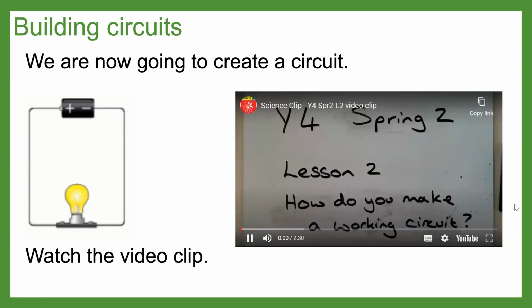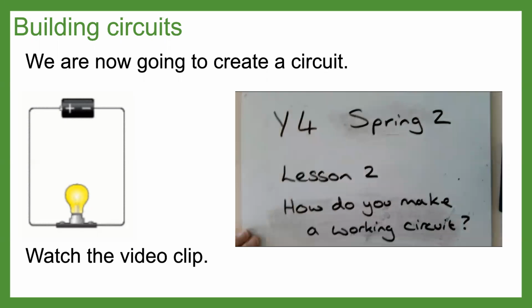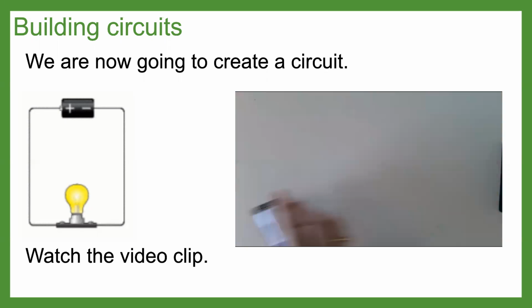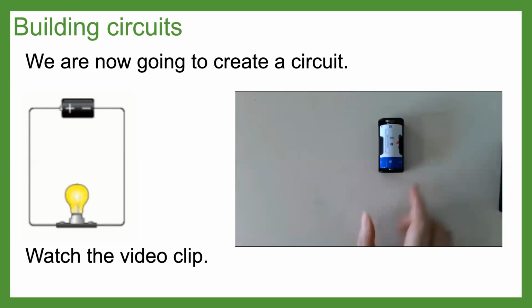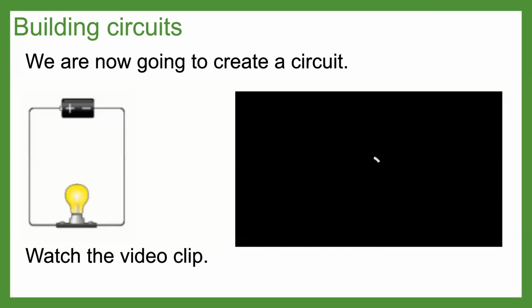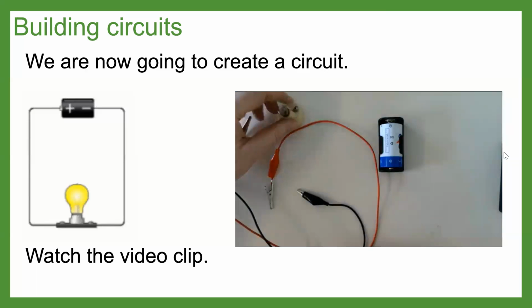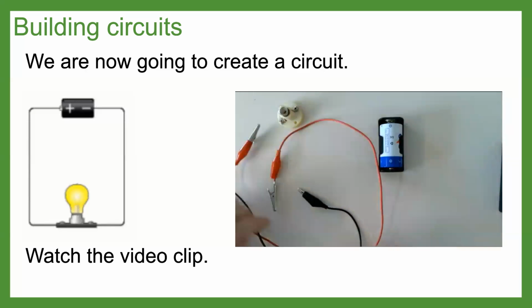There we go. Hello Year 4. Today we are going to look at how do you make a working circuit. To do this, you are going to need a battery, and my battery is already in a holder. I need 2 wires, and I'm going to use a bulb. Again, the bulb is in a bulb holder.